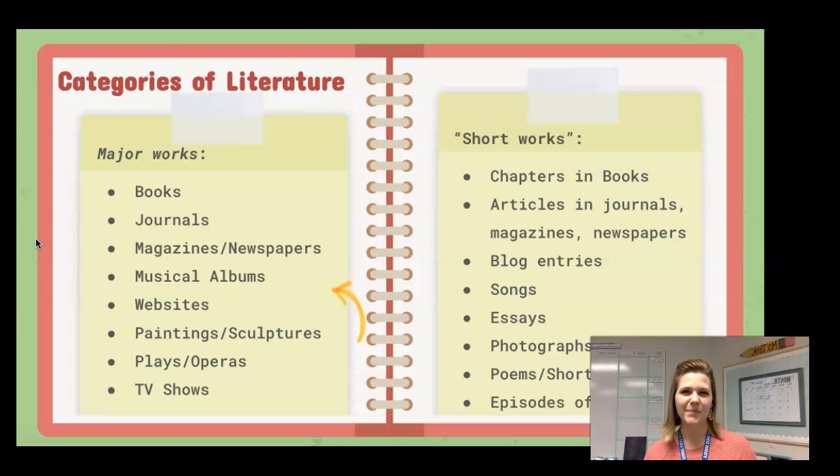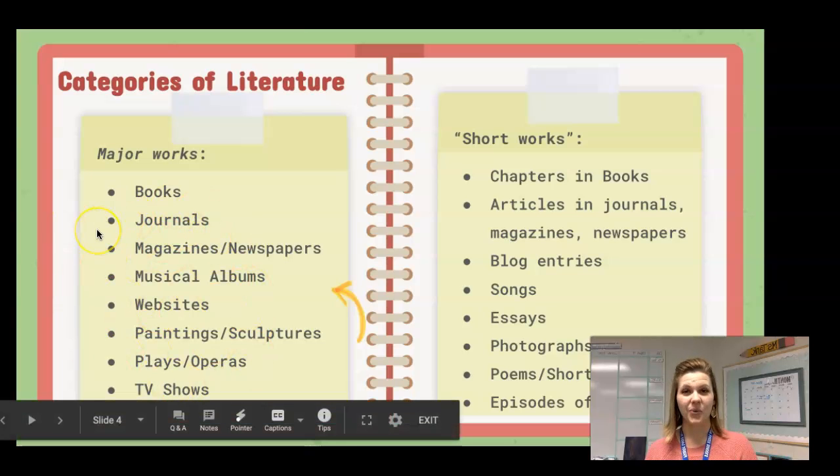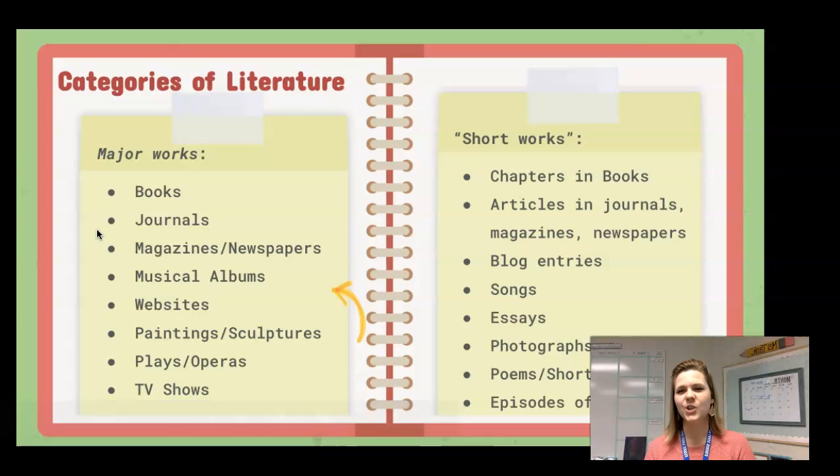So just to give you some examples of what I mean by major and shorter works, this slide has given you a breakdown of the different types of literature that could be found in writing. So for instance, major works would be things like books, journals, magazines or newspapers, musical albums, websites, paintings or sculptures, plays and operas, or TV shows. So anytime we mention one of these things in our writing, the title of that literature should be in italics or underlined because it's considered a major work.